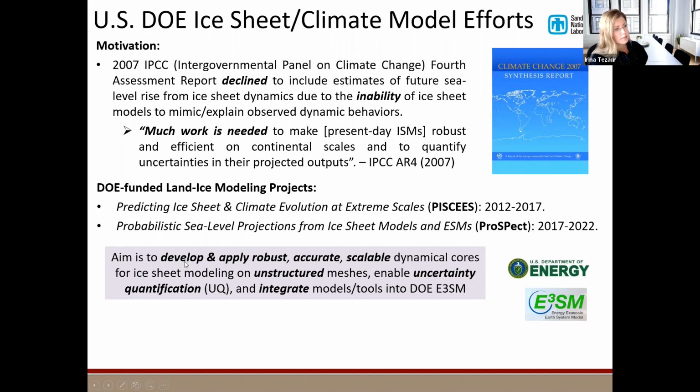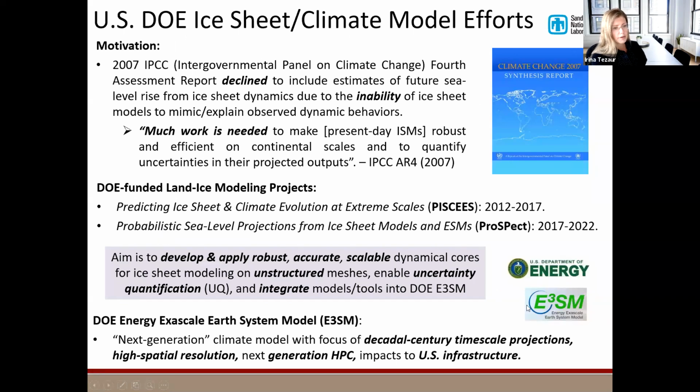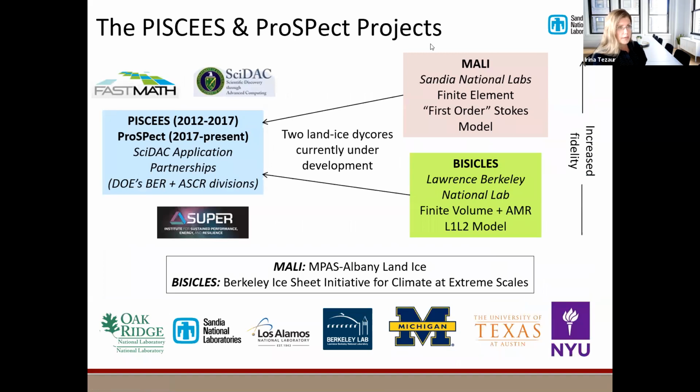The aim of these projects has been to develop and apply robust, accurate, and scalable dynamical cores for ice sheet models on unstructured meshes to enable uncertainty quantification and to integrate these models and tools into the DOE E3SM. I already mentioned the DOE E3SM, but this is basically the Department of Energy's Earth system model. They put it in place around 2013. And the aim is to have this next generation model that's going to focus on decadal to century timescale projections, high spatial resolution meshes solved on next generation HPC platforms, and studying the impacts to US infrastructure.